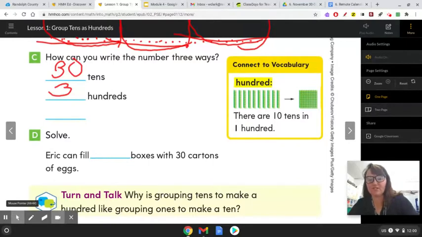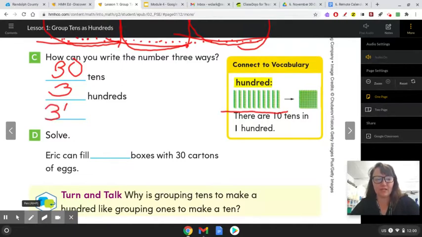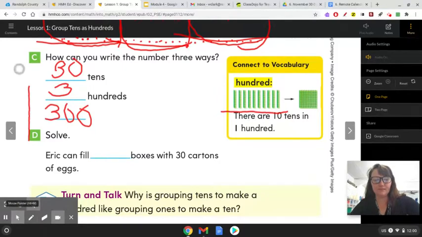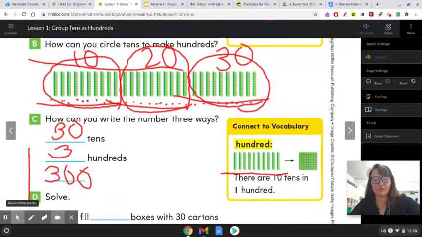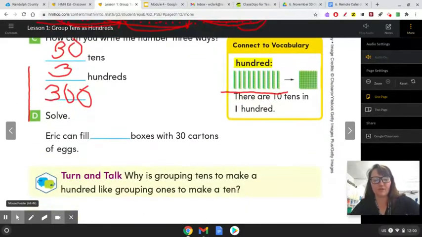All right, so let's connect to this vocabulary over here. It says that there are 10 10s in 100. So how many hundreds do we have? 300. So now Eric can fill blank boxes with 30 cartons of eggs. Okay, well, how many circles did we do up here? 1, 2, 3. So we circled 3. Okay, so he can fill 3 boxes with 30 cartons of eggs. Okay, yep, because 10 fits in each box.